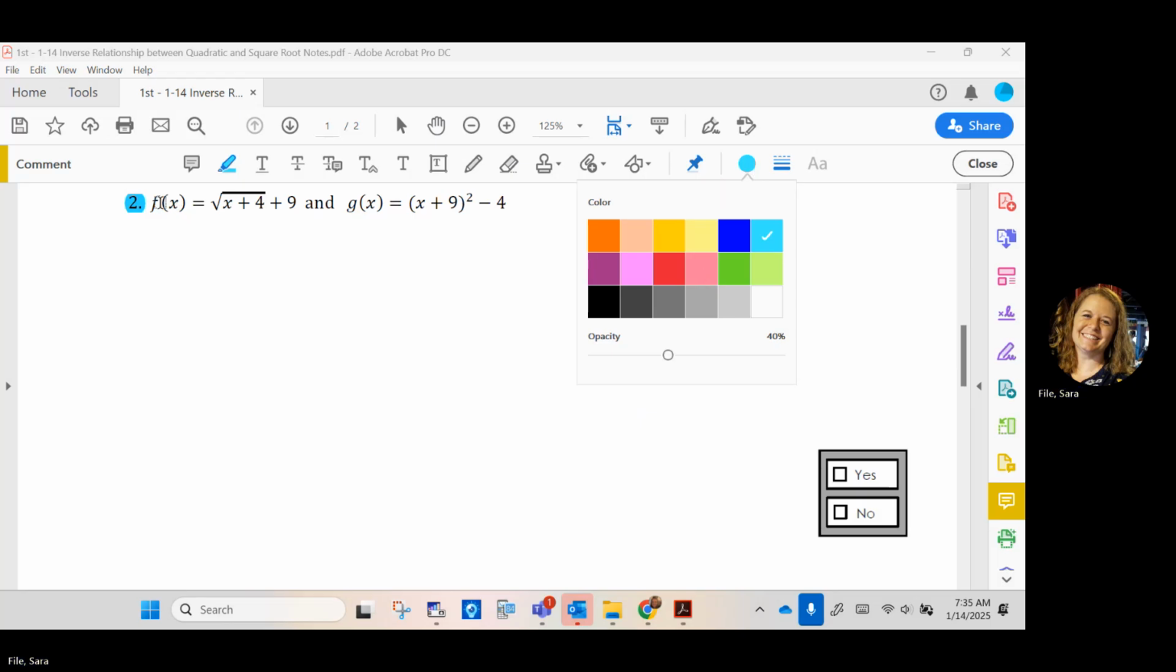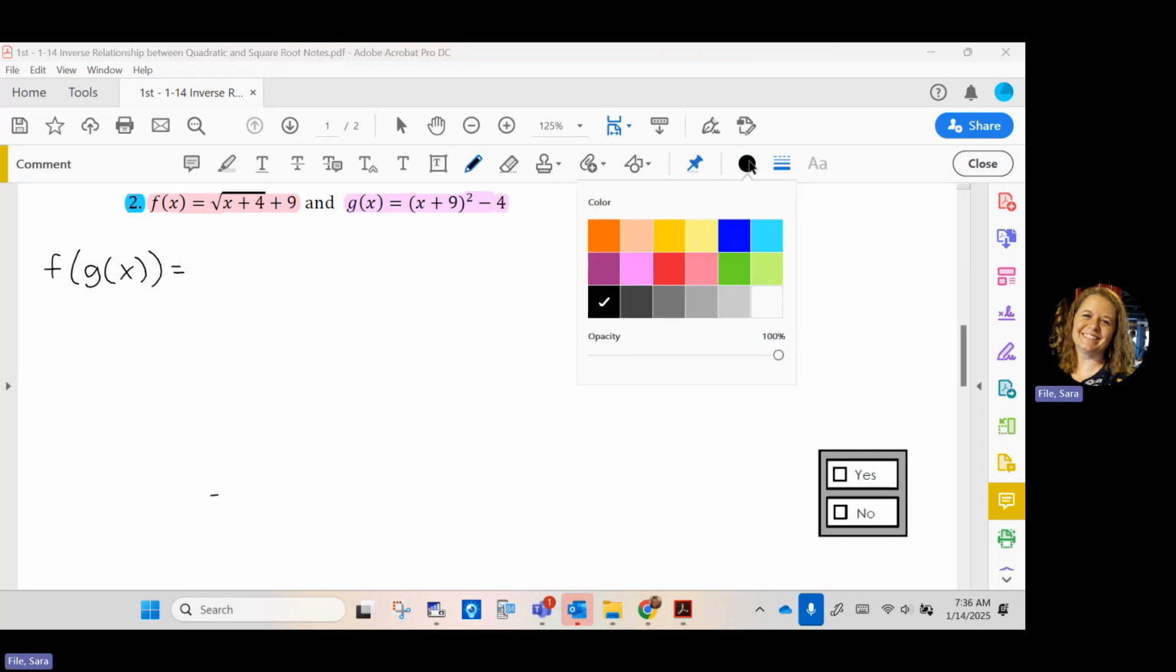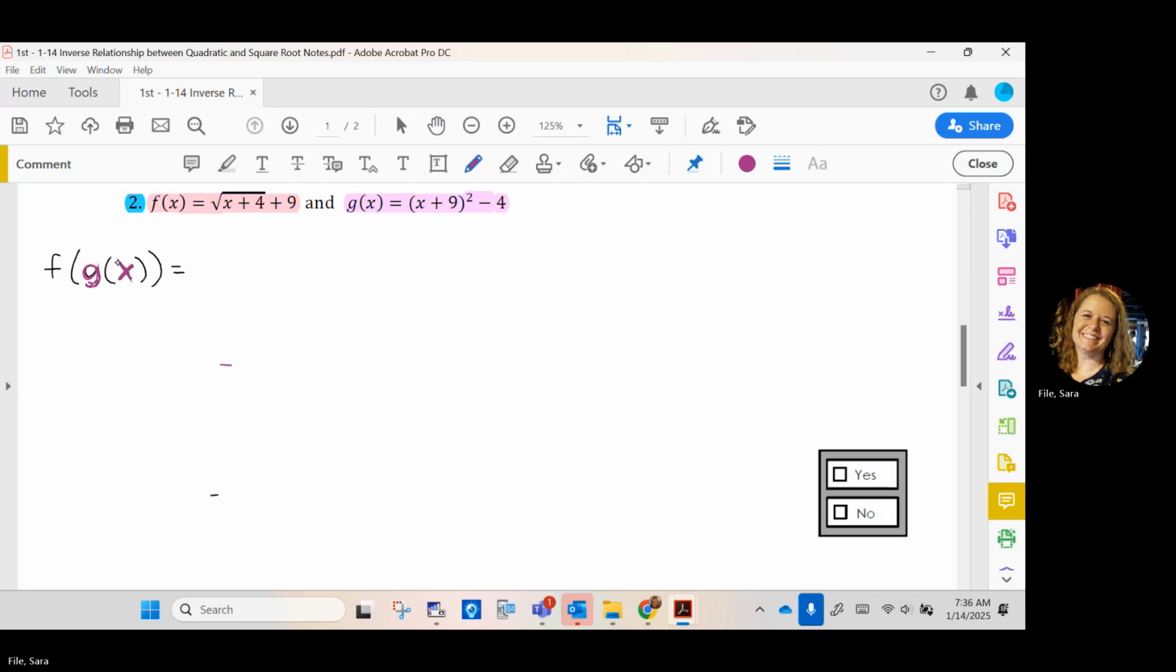Here's my f of x function. Okay, that was not supposed to be blue. Yeah, you need both of those. All right, so f of x is the red, g of x is the purple. So let's try f as the outer function and see what happens. We're taking g of x as the input. So we're going to take this entire expression here that is g of x, what g of x equals, and plug it in for x here.